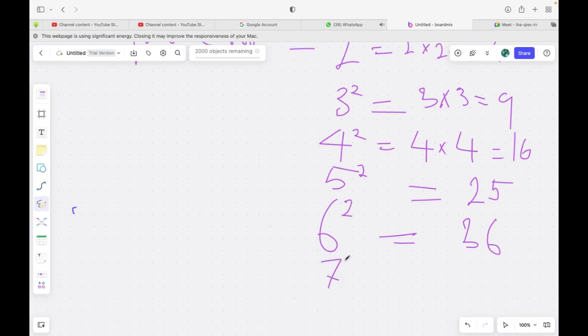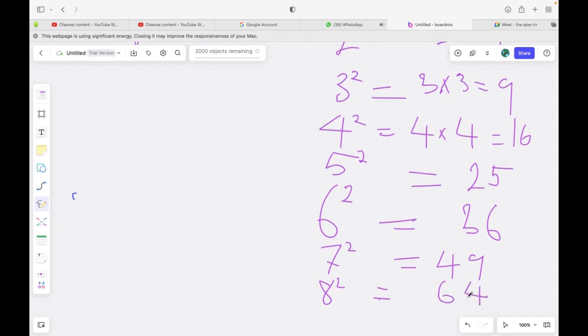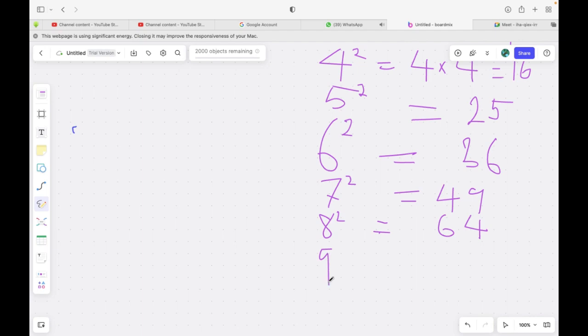7 square will give us 7 times 7, which is 49. 8 square gives us 8 times 8, which is 64. 9 square gives us 9 times 9, which is 81. 10 square gives us 10 times 10, which is 100.